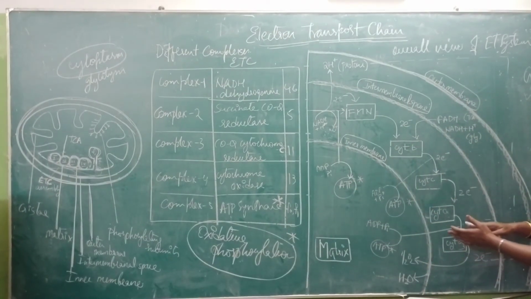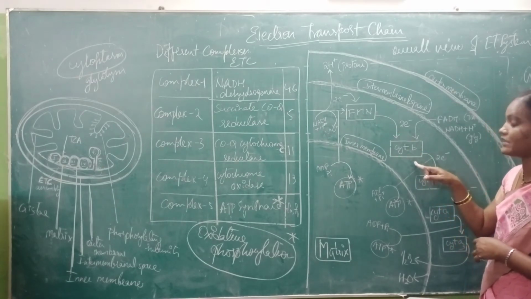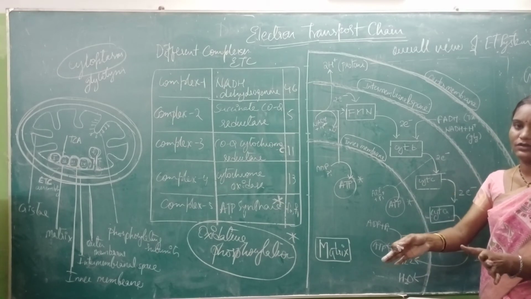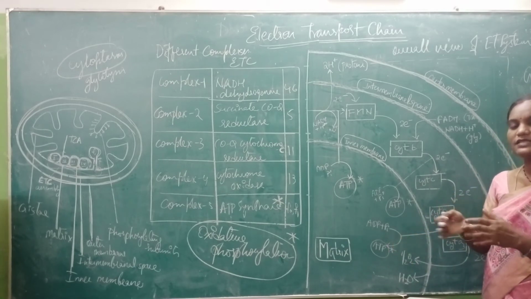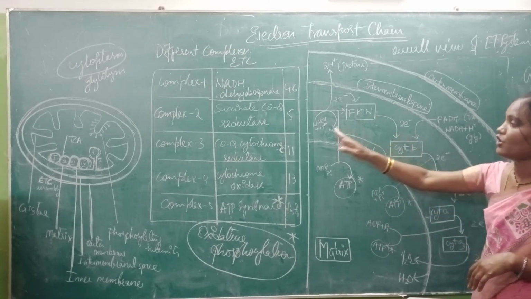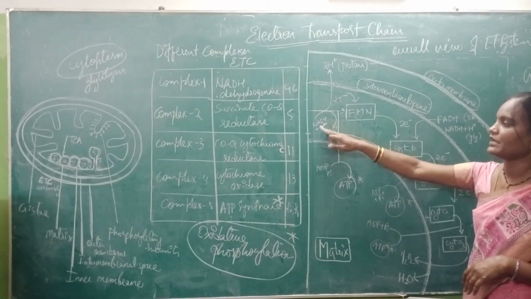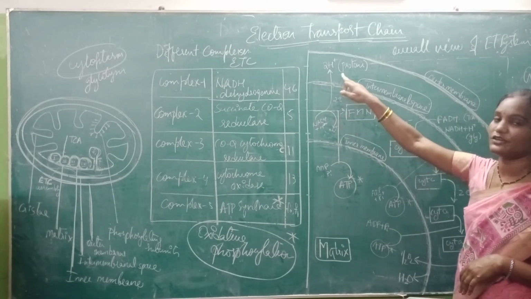Up to here, these complexes are changed from reduced to oxidized form. Why reduced? Because it is gaining electrons. Sorry, not losing, it is gaining electrons. That is reduced. Oxidized means it is donating. Okay, so this is in a chain form. First it is in reduced form. After reduction, it is donating 2 electrons. It has released 2 electrons and 2 protons.